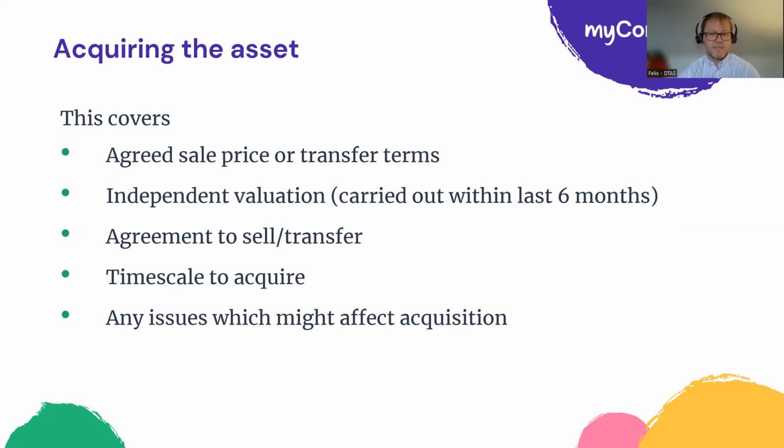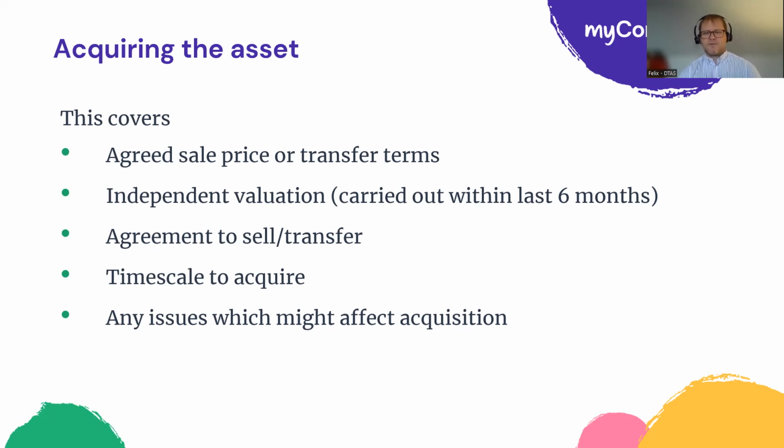Valuation. If you're buying a property, you need an independent valuation. It'll need to prove effectively to the UK government what the value of that property is, and it needs to be carried out within 6 months of your application. You need an agreement to sell and transfer in writing. Organisations can't rely on verbal and implied agreement to transfer, etc., but you need to provide evidence of that. So they want a willing seller effectively, and they need to know that someone is willing to buy this asset. You need timescales to acquire.